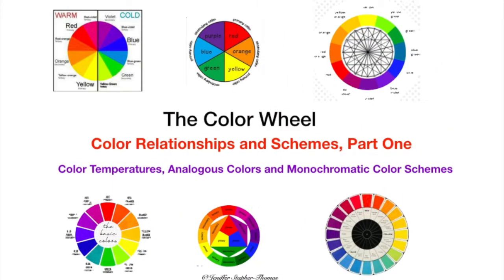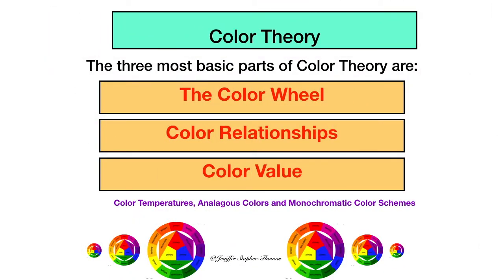The color wheel. Color relationships and schemes. Part 1. Color temperatures, analogous colors, and monochromatic color schemes. Color theory. The three most basic parts of color theory are the color wheel, color relationships, and color value.